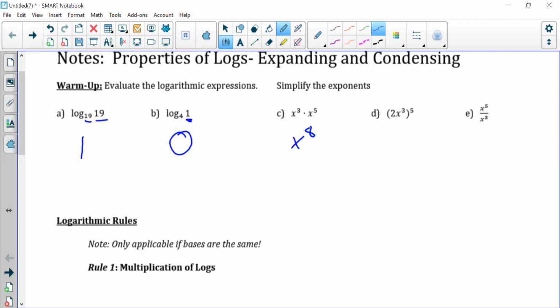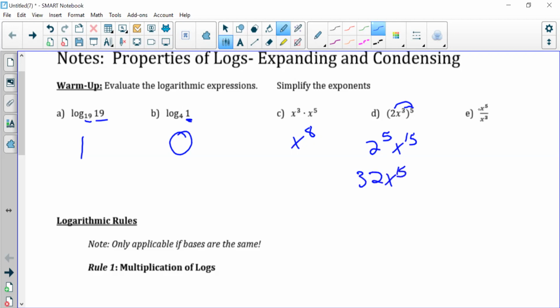Ooh, raising a power to a power. Remember, this means that we distribute this exponent to the exponent of every number in parentheses. So this becomes 2 to the 5th times x to the 15th. And let's evaluate. What is 2 to the 5th power? 32. So 32 x to the 15th.